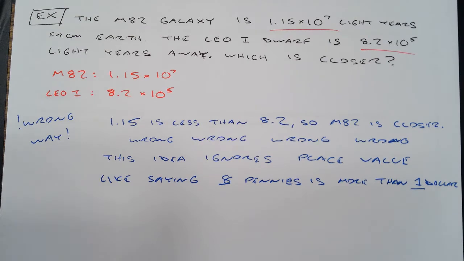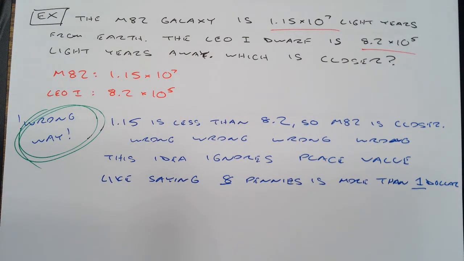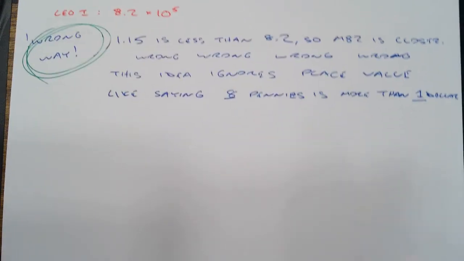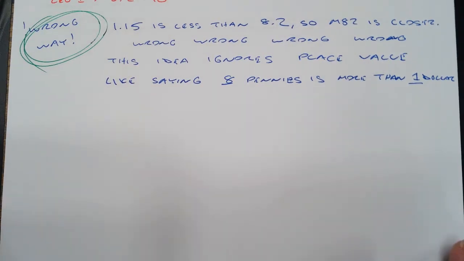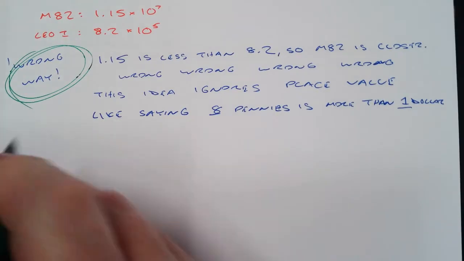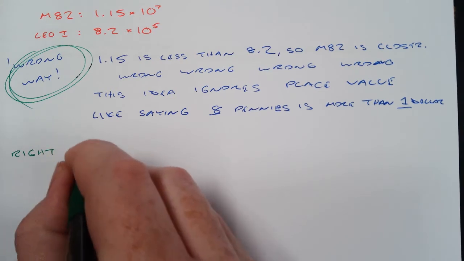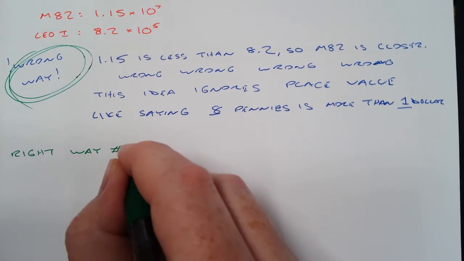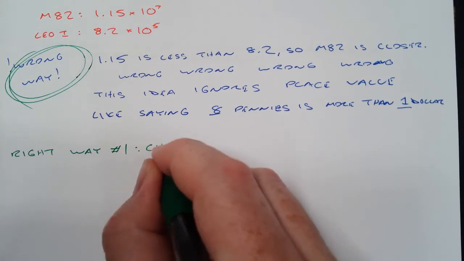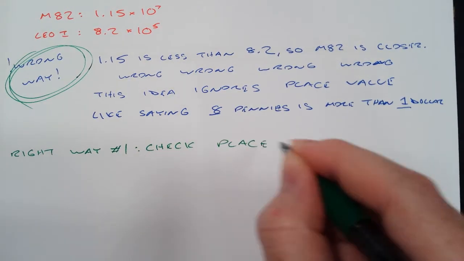Don't do this. This is wrong. That's why it says wrong right here. It's wrong. But now let's look at the right way. There's actually 2 ways you could do this correctly. Let's look at 2 different strategies. Right way number 1 is to just check the place value. Look at everything.